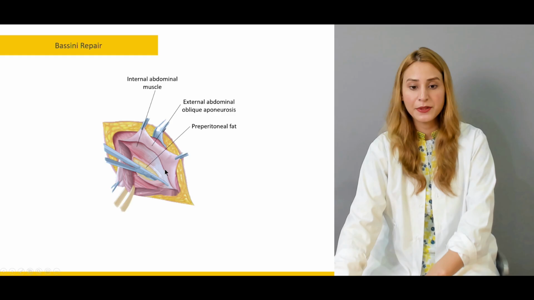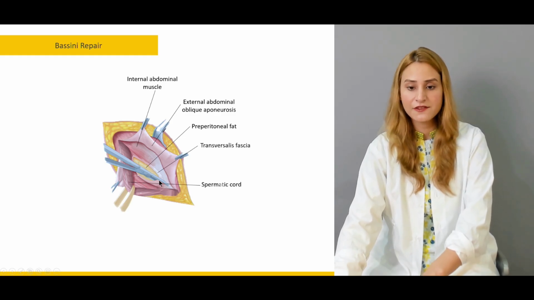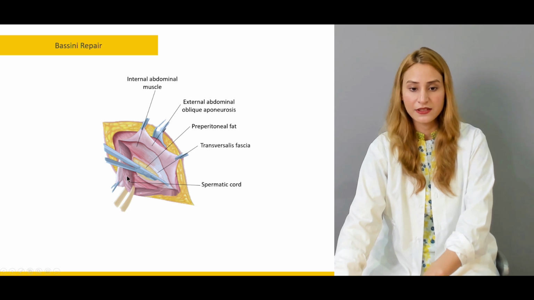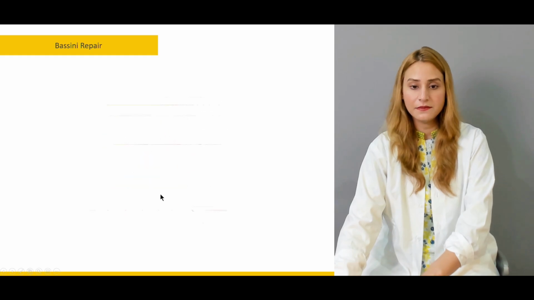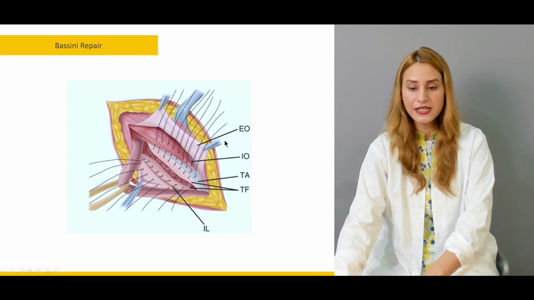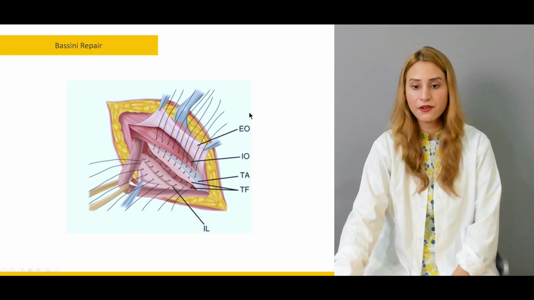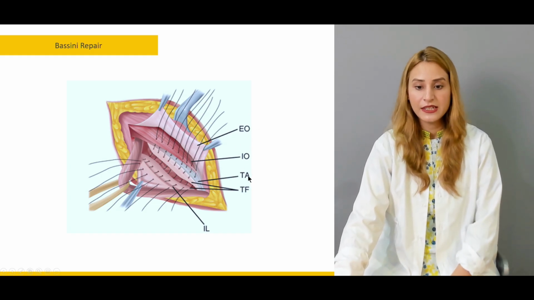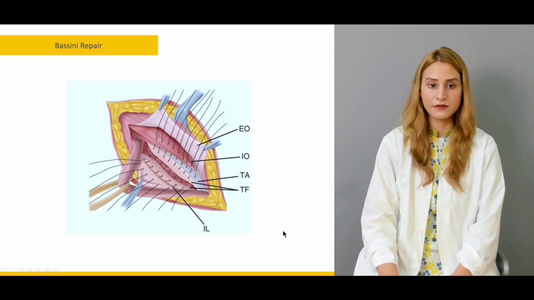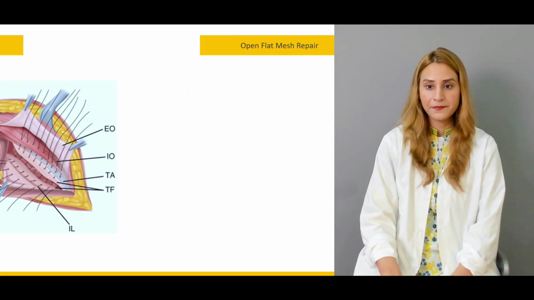And you can see here the preperitoneal fat and transversalis fascia. So the transversalis fascia, and then this is the spermatic cord as well. This is the Poupart's ligament, which forms the inferior boundary of the inguinal canal. You can see here, this is the external oblique aponeurosis, this is the internal oblique, this is the transversus abdominis, this is the fascia transversalis, this is the inguinal ligament. That's how the Bassini's repair is performed.